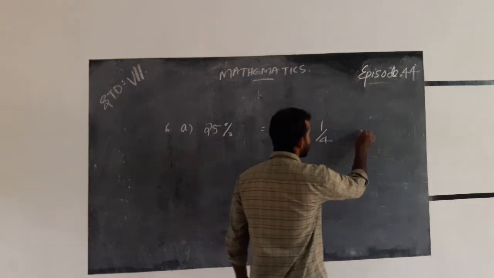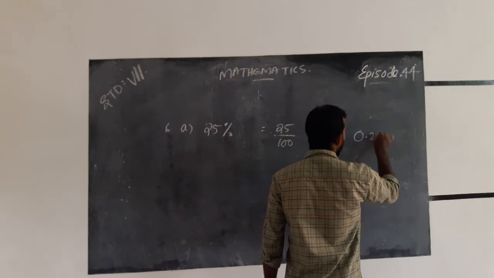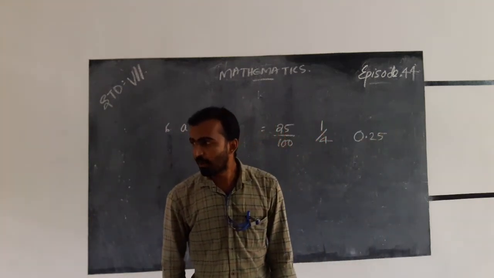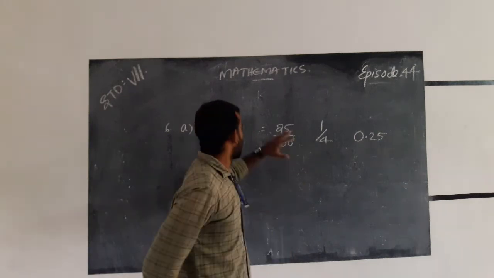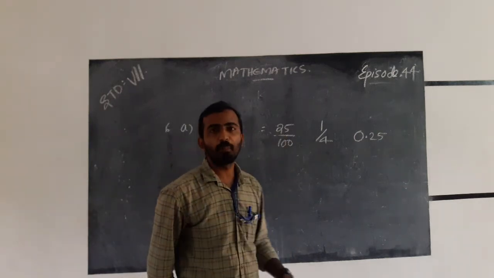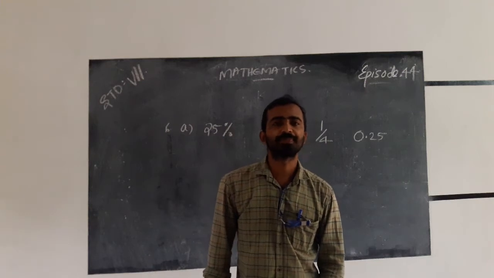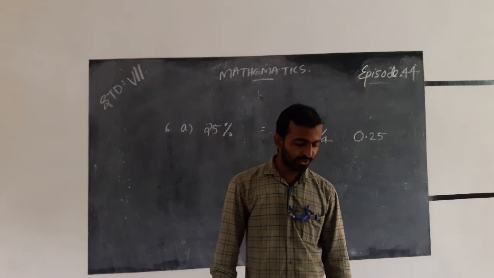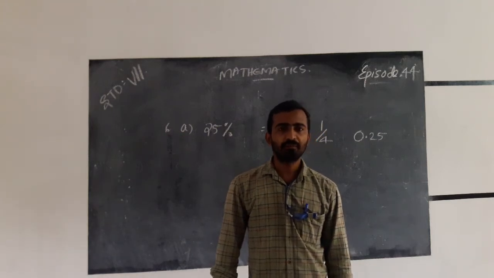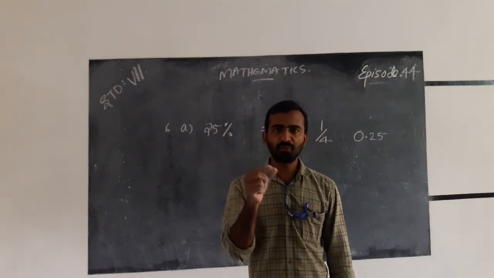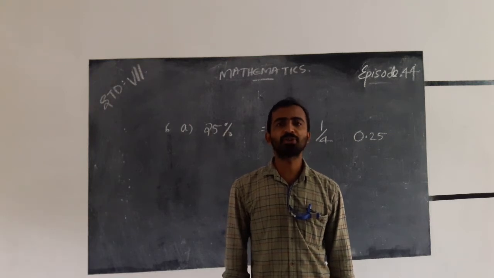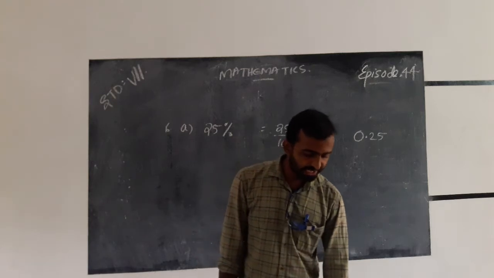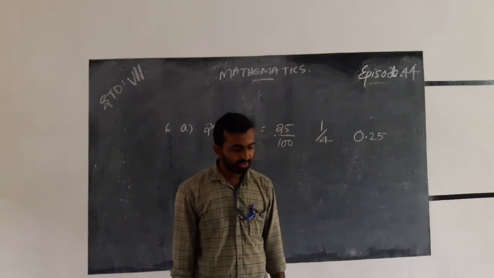In decimal form, we can write 0.25. 25 by 100 means 0.25. We specify the digits, so we say 0.25. Is it right? Yes.